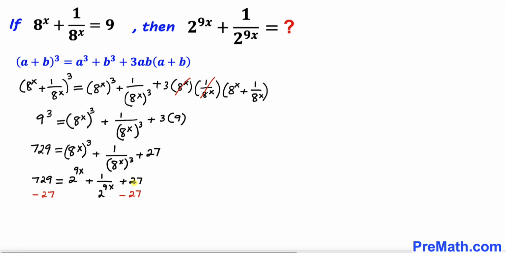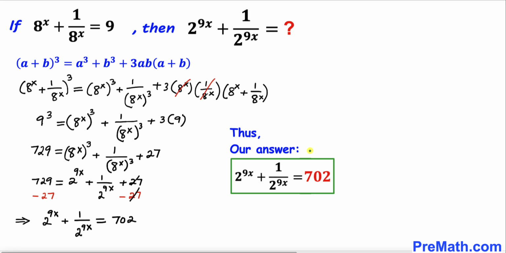27. And now let's go ahead and subtract 27 from both sides. So this positive 27 and negative 27 is gone. So therefore we can write 2 power 9x plus 1 divided by 2 power 9x equals 729 minus 27, which is going to give us 702. So thus our simplified answer turns out to be 702.